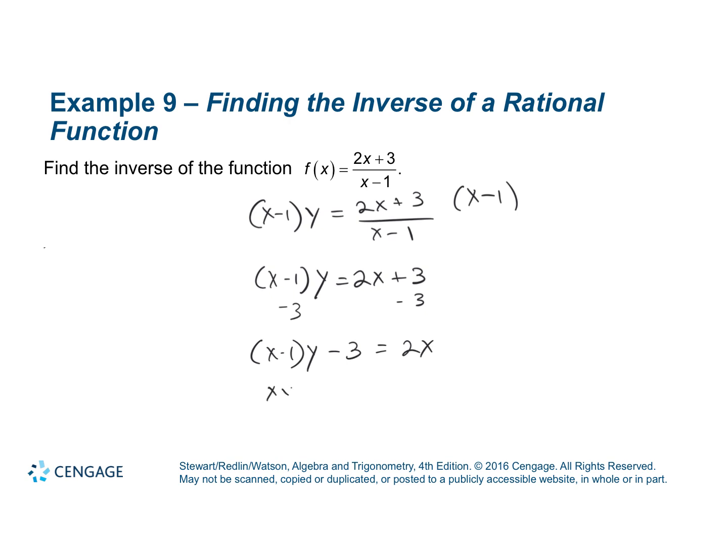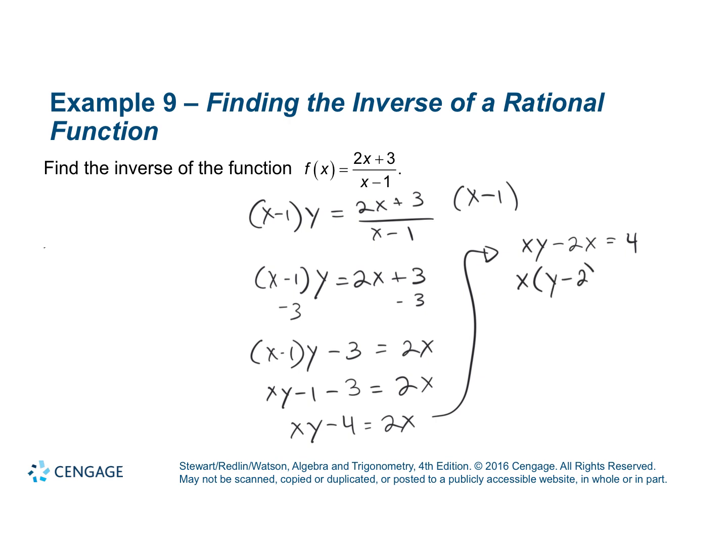So I get xy minus y minus 3 equals 2x. So xy minus y minus 3 equals 2x. I'll move the x's to one side and then the constants to the other. So I will be left with xy minus 2x equals y plus 3. And take out the greatest common factor of x. Then I'll divide by y minus 2. We get x is equal to (y plus 3) over (y minus 2).